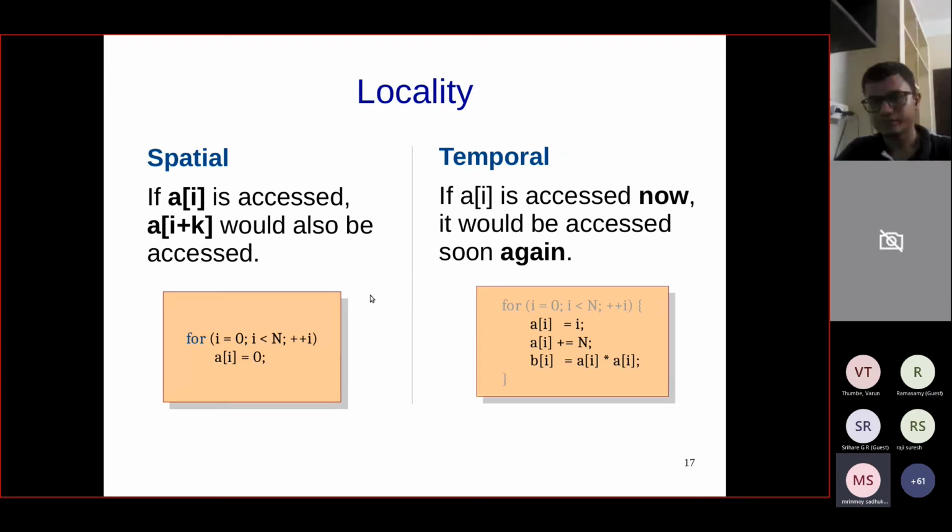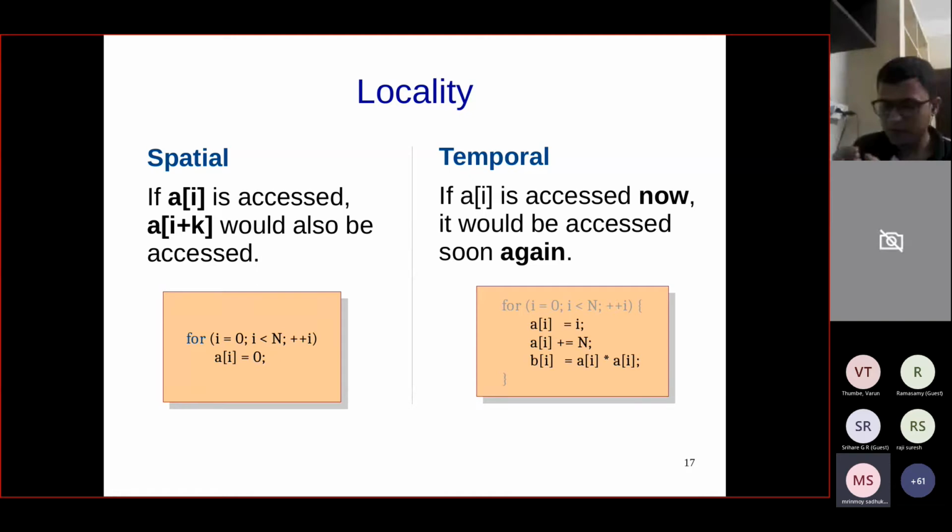And the caches are designed in such a way that they can exploit both of these localities, temporal as well as spatial locality. So whenever you access some memory location, either on CPU or GPU, it will bring the entire block of that.